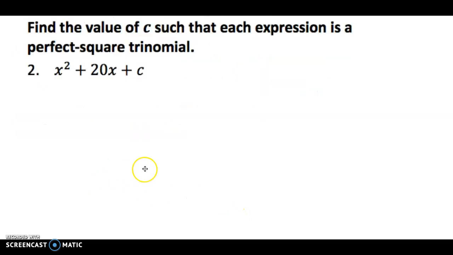I want you to pause the video now and try to do numbers 2 and 3 on your own in your packet.